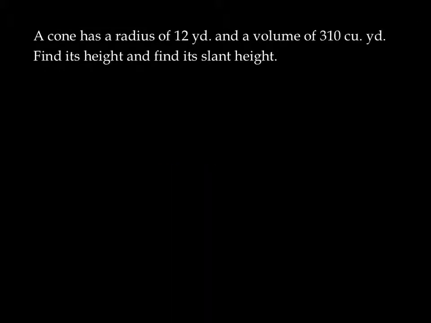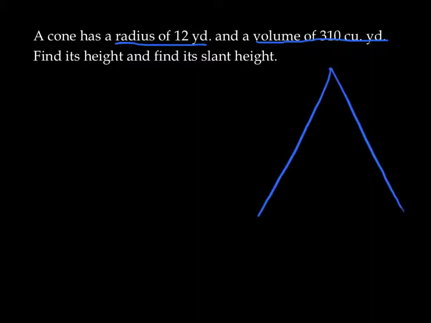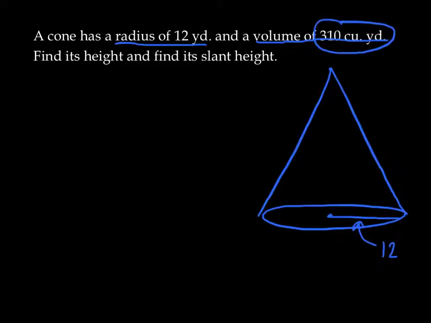For our final question here, we have a cone with a radius of 12 yards, and where we already know the volume. It's 310 cubic yards. And we're asked to find its height and its slant height. So let's take a look. Our cone looks something like this. Okay, we know the radius is 12 yards. And we already know the volume is 310 cubic yards.